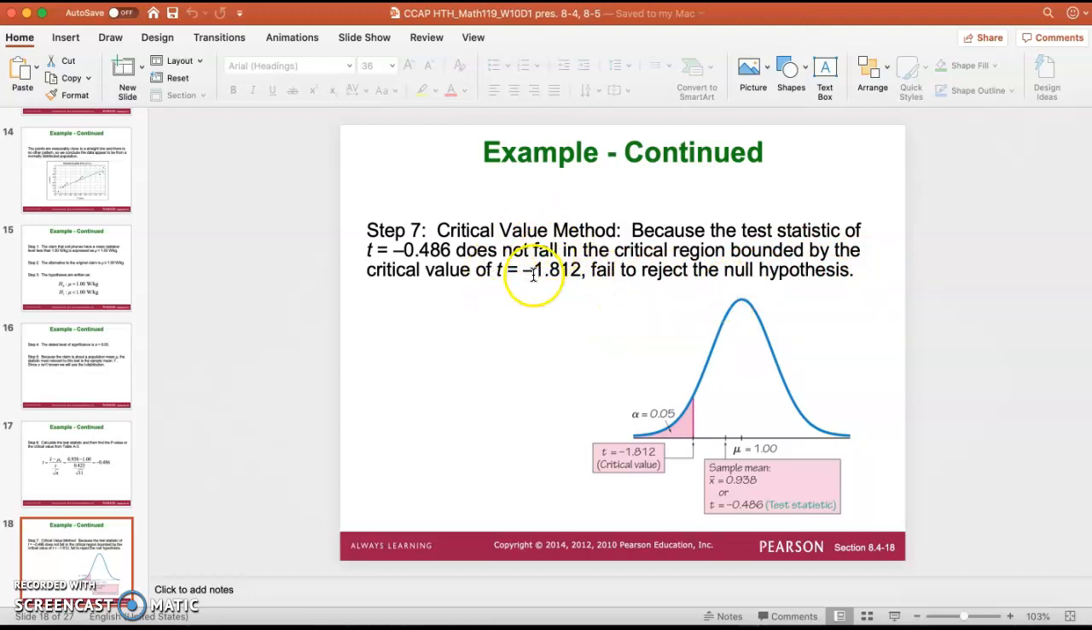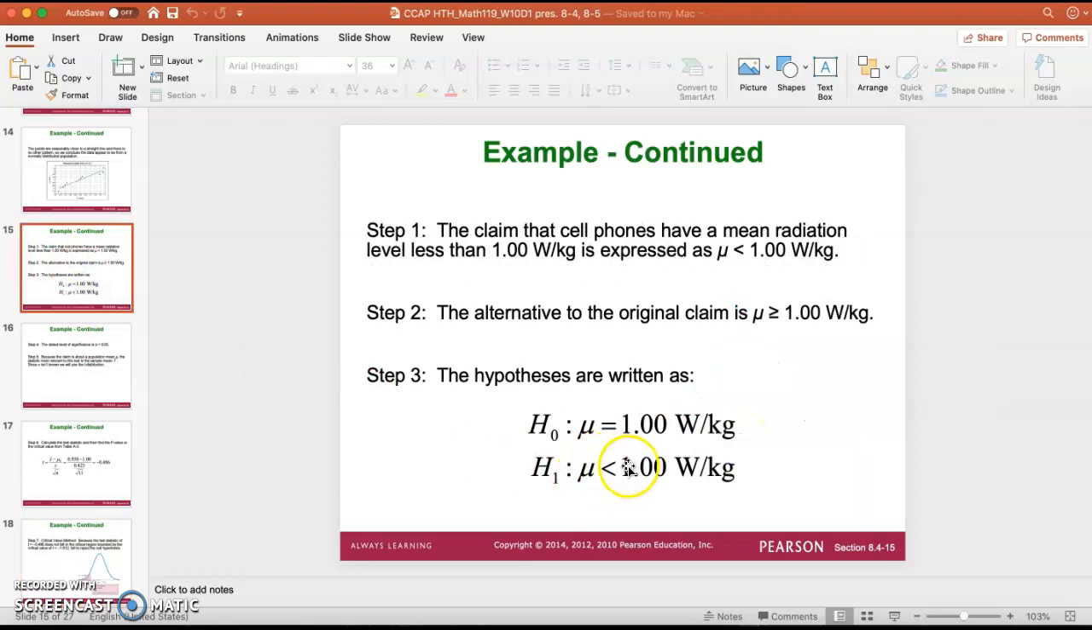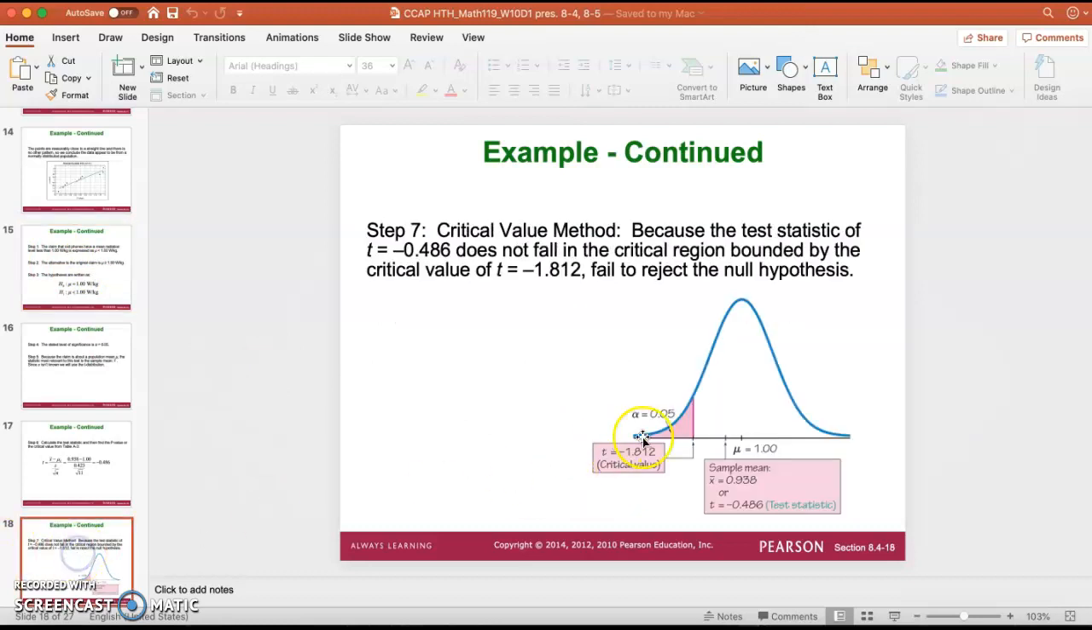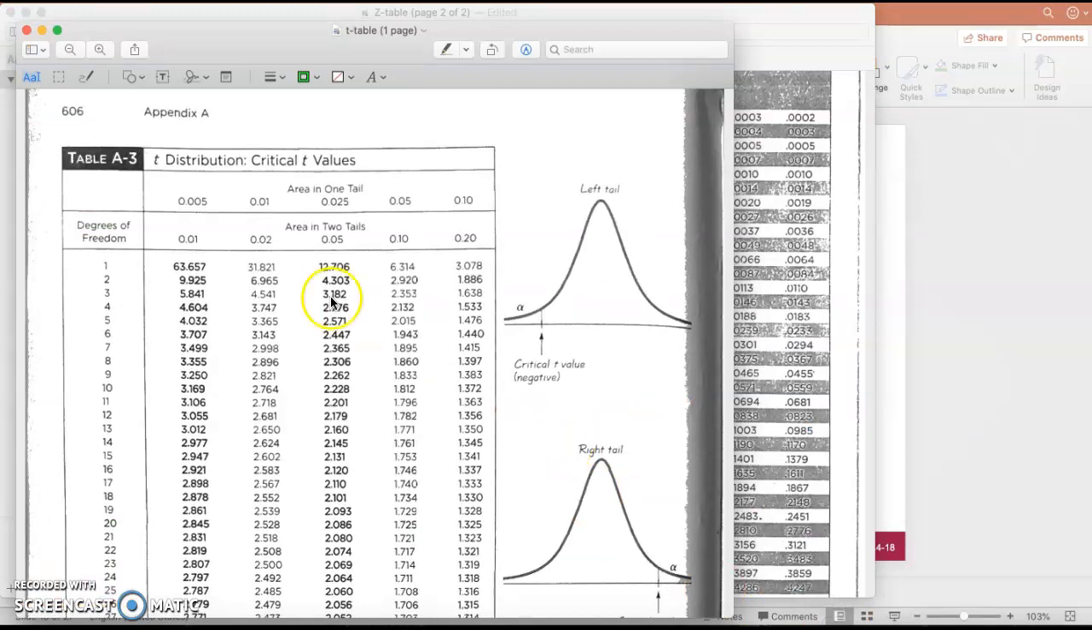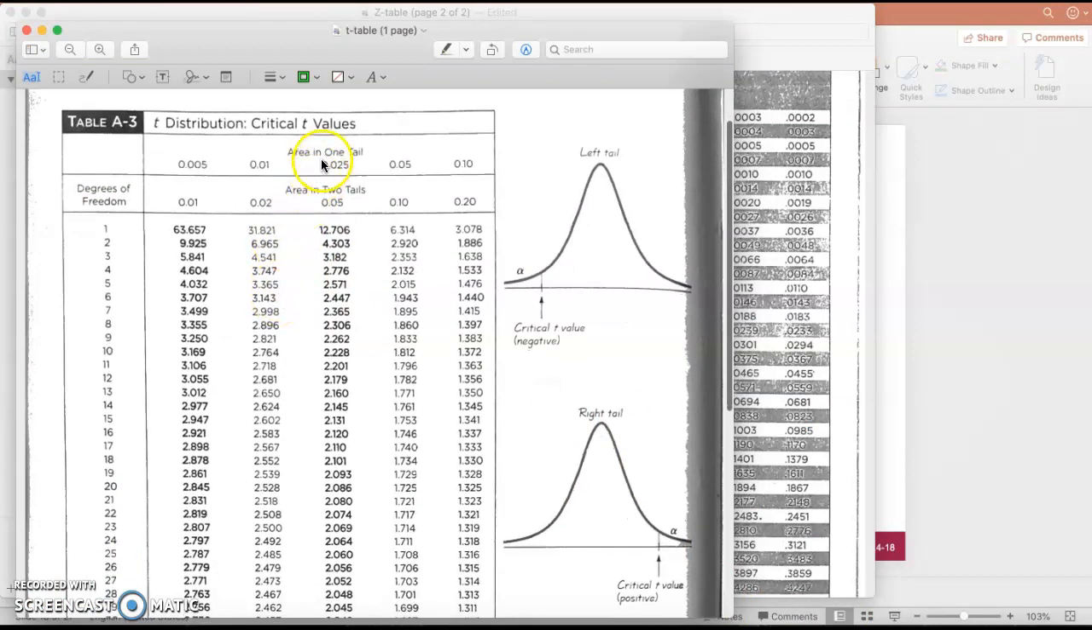Okay, now how we find that negative 1.812 is we'd be using the t-table, and just keep in mind our alternative hypothesis was saying that the mean was less than 1. So that's why this one is a left tail test here.